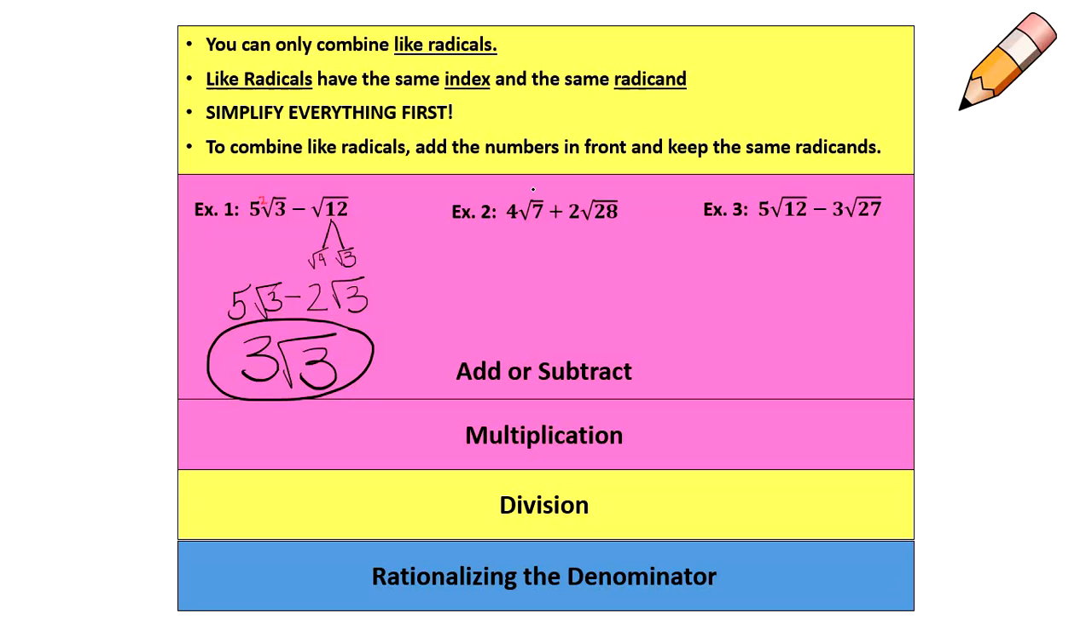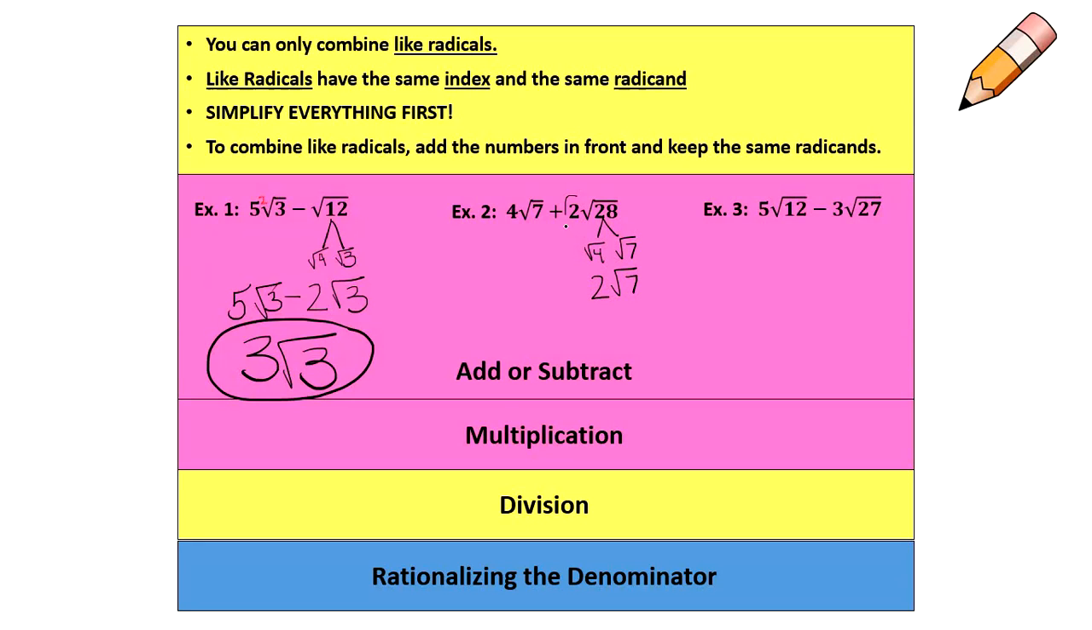Let's try example 2. So 4 square roots of 7 plus 2 times the square root of 28. Notice, guys, 7 does not have a perfect square to come out, so let's just leave it. But I do have 28. And I bet 28 has a perfect square. What about 4 and 7? So square root of 4, square root of 7, right? So this would be 2 square roots of 7.